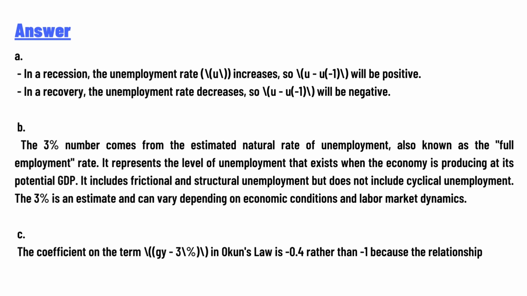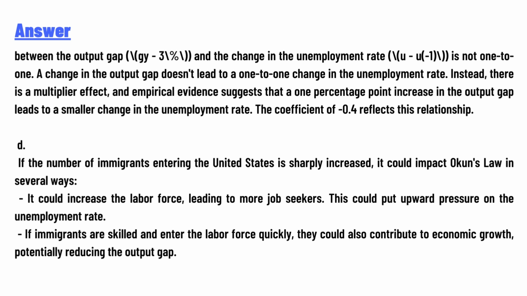C. The coefficient on the term gY minus 3% in Okun's law is −0.4 rather than −1 because the relationship between the output gap and the change in the unemployment rate ΔU/U₋₁ is not 1 to 1. A change in the output gap does not lead to a 1 to 1 change in the unemployment rate. Instead, empirical evidence suggests that a 1 percentage point increase in the output gap leads to a smaller change in the unemployment rate. The coefficient of 0.4 reflects this relationship.